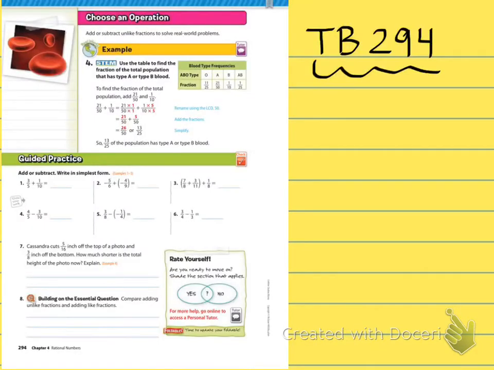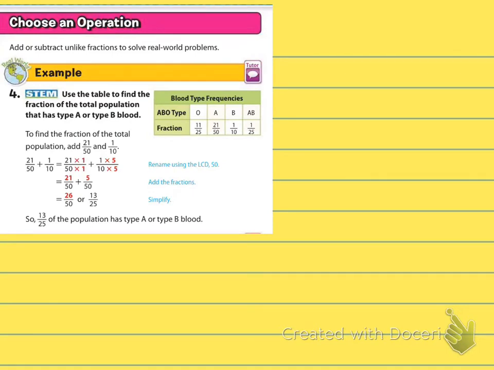So now we're going to be looking at textbook page 294. And on page 294, you're now solving real-world problems. So it says to add or subtract unlike fractions to solve real-world problems. So in here, you have to choose an operation. So it says use the table to find the fraction of the total population that has type A or type B blood. So because it says or, that means you really need to combine them together, because you need to look at all the ones that have type A, all the ones that have type B, and then if you have them both, then you're good. And those are the two numbers you want to add together.